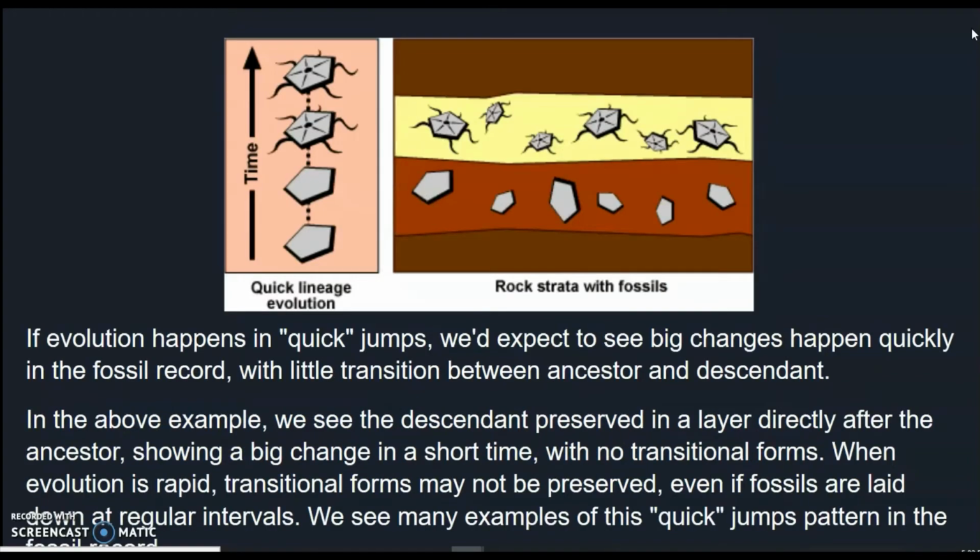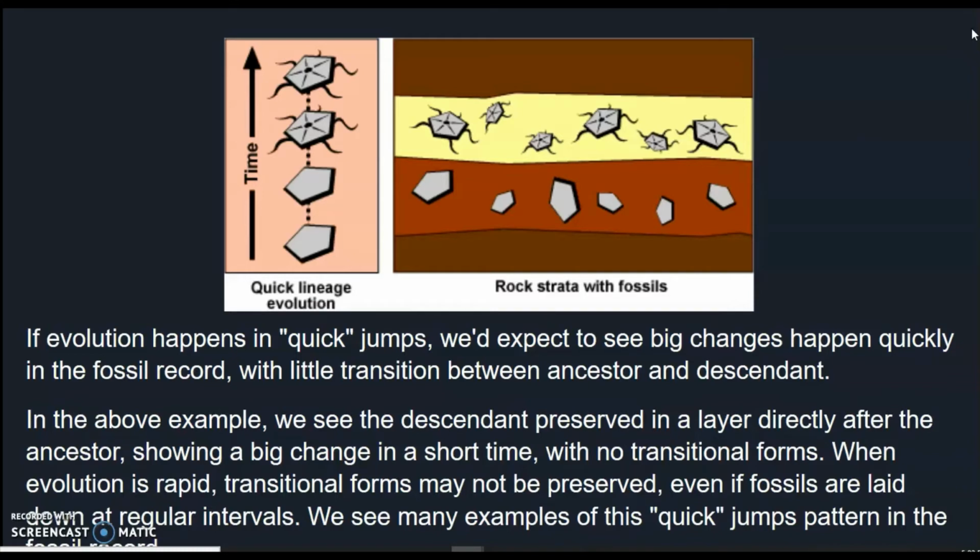What would we observe in the fossil record if evolution happens in quick jumps, perhaps fewer than 100,000 years for a significant change? If evolution happens in quick jumps, we'd expect to see big changes happen quickly in the fossil record, with little transition between ancestor and descendant.